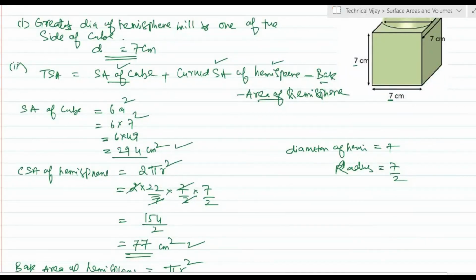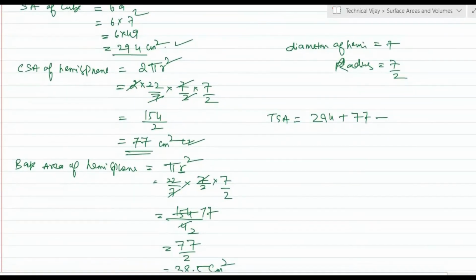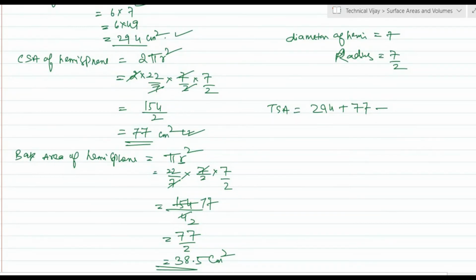So the total surface area is equal to the surface area of the cube, which is 294, plus the curved surface area of the hemisphere, this is 77, minus the base area of the hemisphere that we have calculated just now. It is equal to 38.5. So this is equal to 294 plus 77, that is 371, minus 38.5.